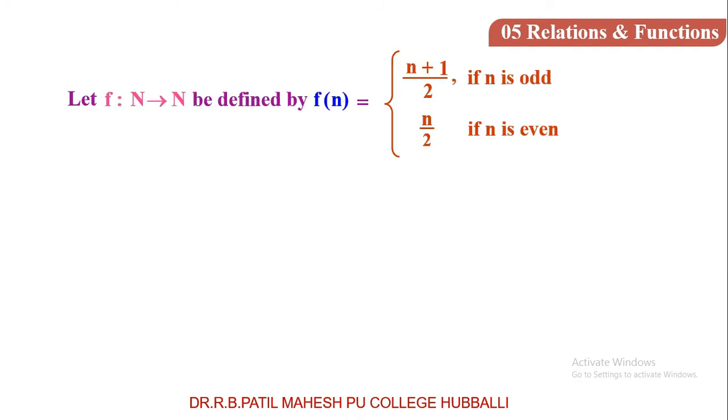Let us have this question. Let f from N to N be defined by f of n is equal to, in two ways we define it, n plus 1 by 2 if n is an odd number, and n by 2 only when n is an even number, even natural number.